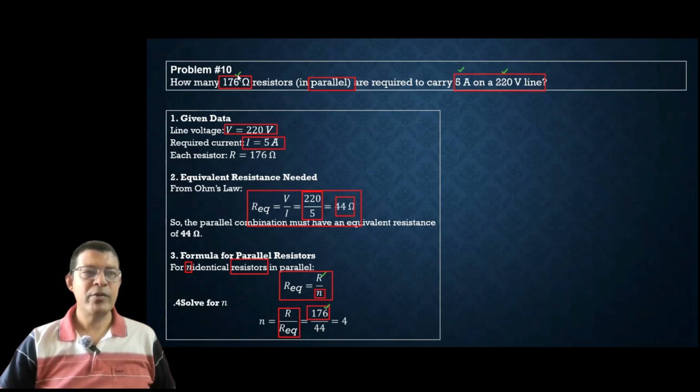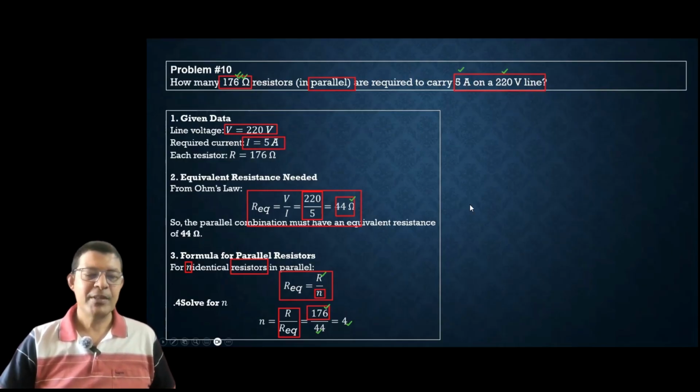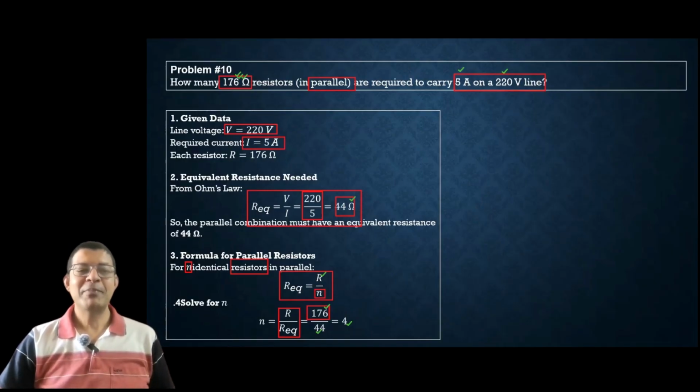This R value is 176 ohm, right? And divide with R equivalent, which is 44 ohms. 44 ohms will give you 4. So you need four counts of 176 ohm resistors in parallel so that you can produce a current of 5 ampere on a 220 volt line. This you're supposed to solve. Imagine Ohm's law has made many electricians' life very easy, isn't it?